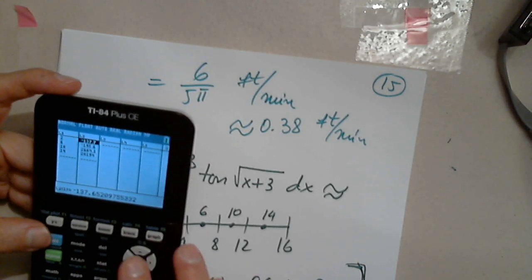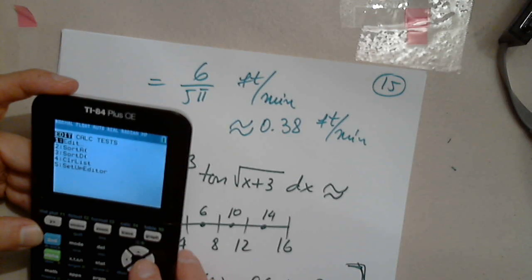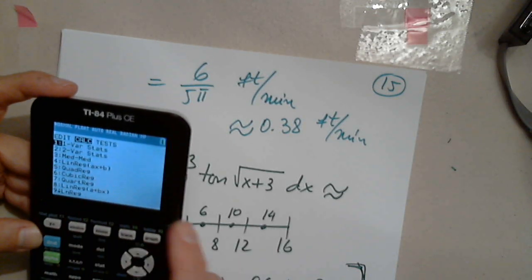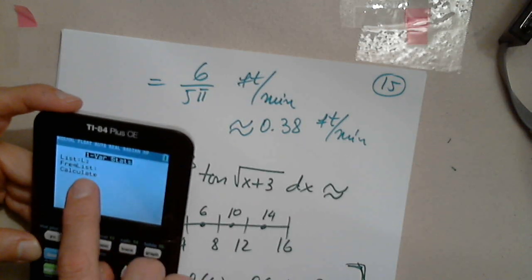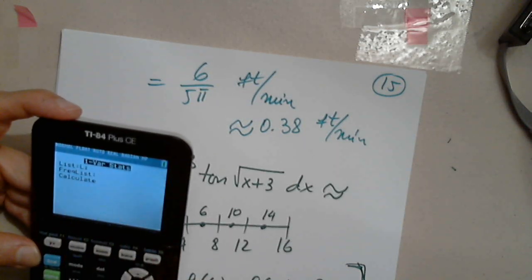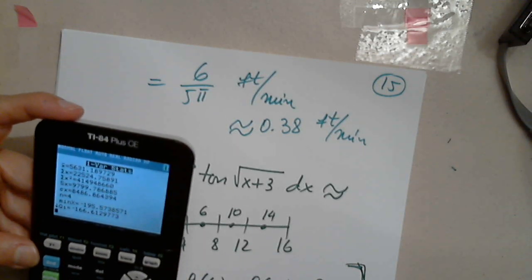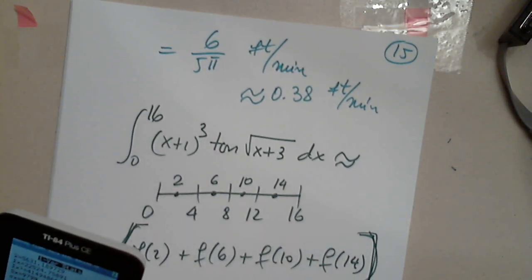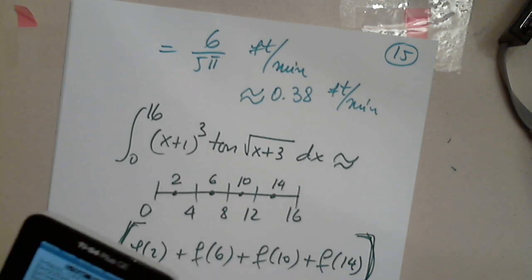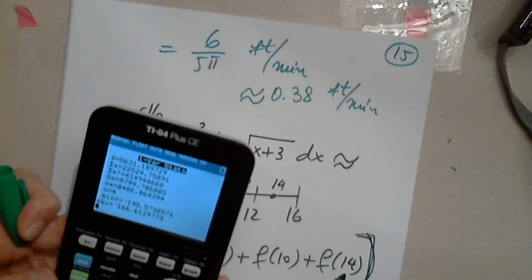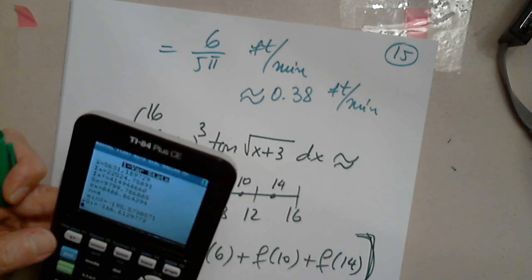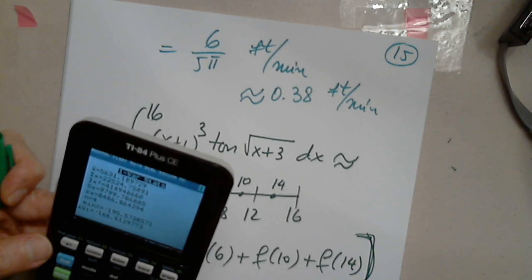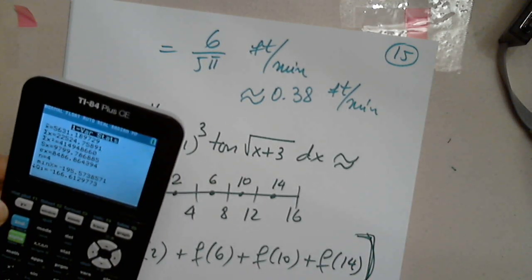Okay, so then we go to stat, and I go to calculations, and I want one variable stats, and make sure you have list L2 in there and calculate. Getting a different number. Of course, I'm getting a different number because my mode was in degrees. I forgot that a minute ago I had to use it in degrees when I plugged in 46 degrees. Okay, so sorry about that.